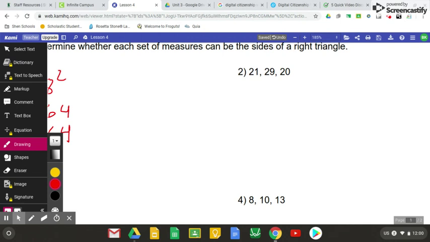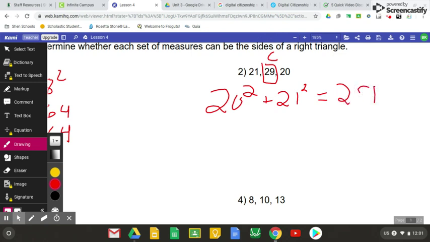All right, so same thing. I got 3 numbers. First, got to figure out which one's C. That's the largest one. 29 is our C. So I got 20 squared plus 21 squared. I'm going to see, does this equal 29 squared?